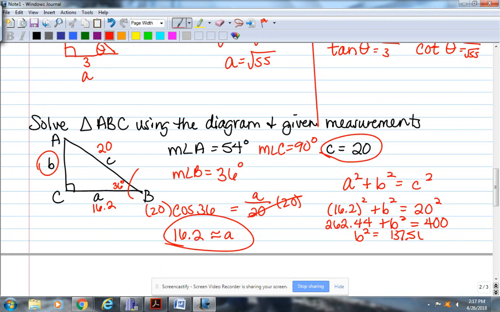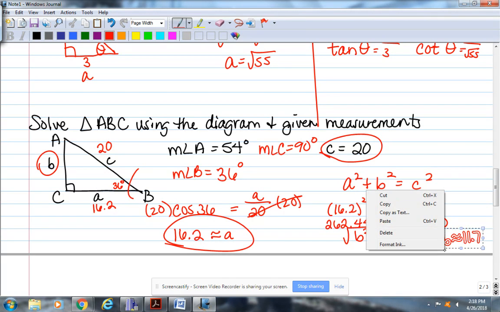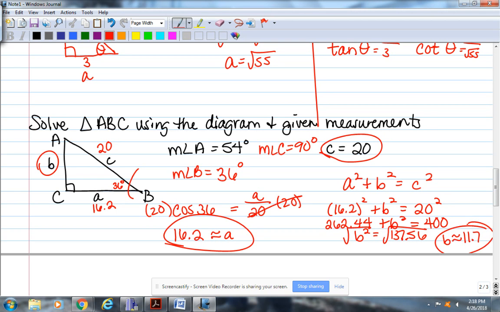So how do I make it to where it's b and not just b squared? What's the opposite of squared? Square root. So I hit second square root in my calculator, and I'm getting about 11.7. B is about 11.7. So solving a triangle means you find all your angles and all your sides. Like I said, if you have two angles, you can subtract from 180.